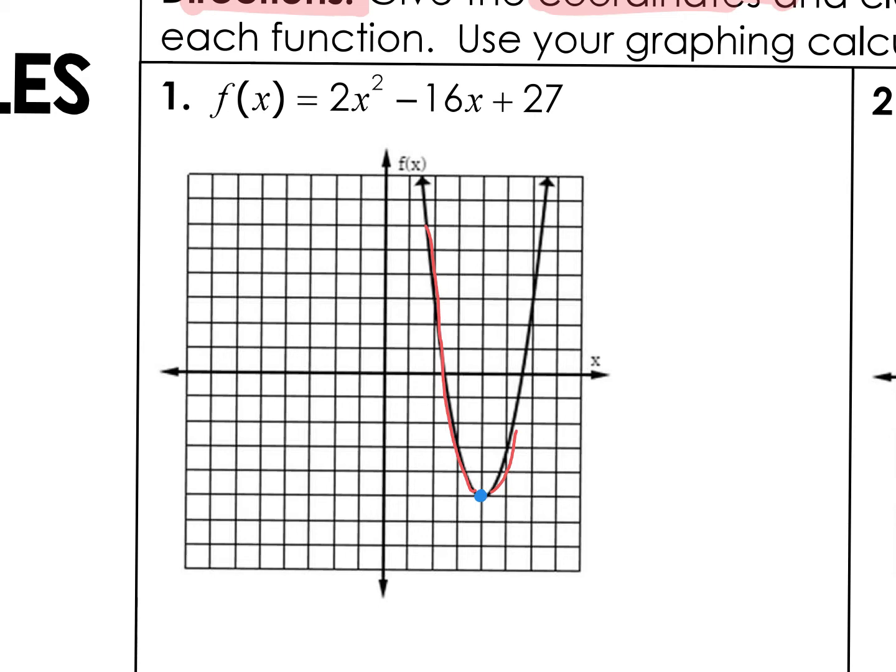Then we have to decide what kind of extrema is it. We have to classify it. Well, it looks like it's the lowest point on the graph. There's nothing lower than that. So we're going to call it an absolute minimum. And then, what are the coordinates of this point? So it looks like the x coordinate is 1, 2, 3, 4, and the y coordinate is -1, -2, -3, -4, -5. And that's it. Let's look at number 2.